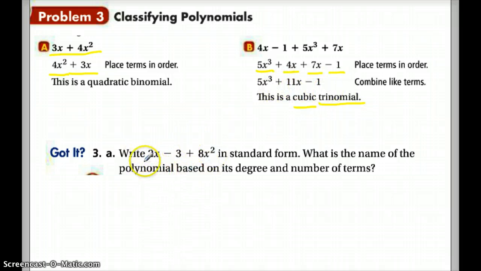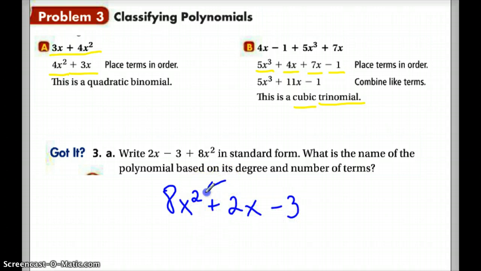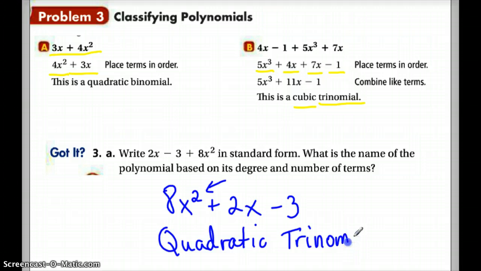Write this one, 2x minus 3 plus 8x squared, in standard form and give it a name. Pause and come back. Okay, we're back. If you wrote it in standard form, you should have written 8x squared plus 2x minus 3. And since its highest exponent is 2, it has a degree of 2, and it is known as a quadratic polynomial. And since it has three terms, or three monomials, it is called a quadratic, you guessed it, trinomial.